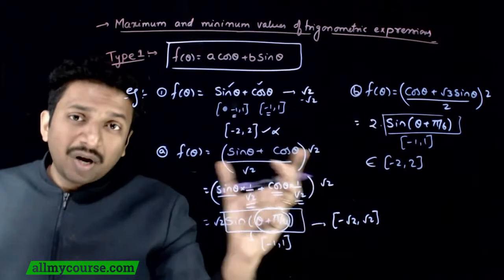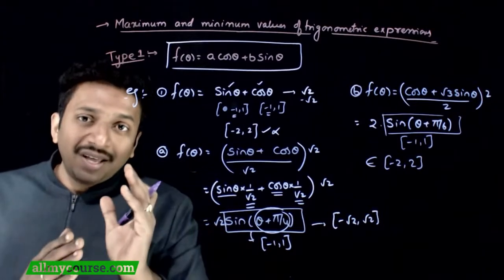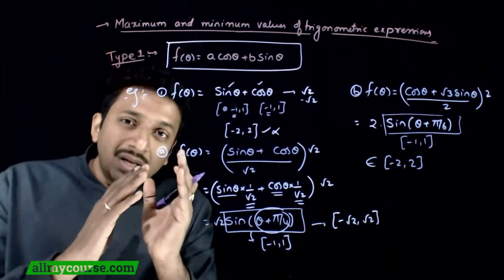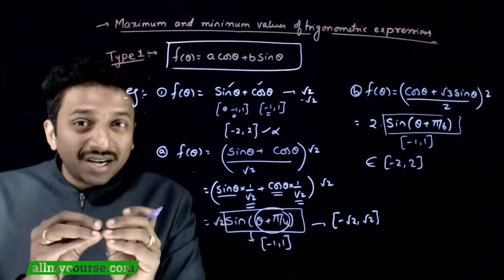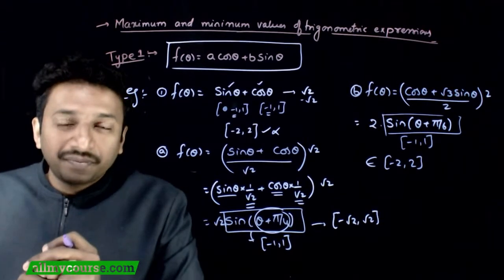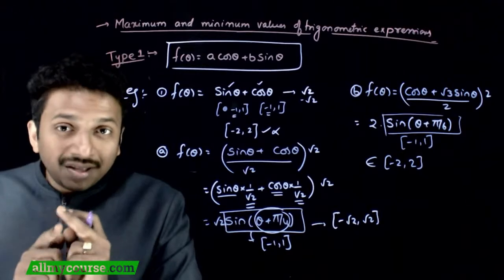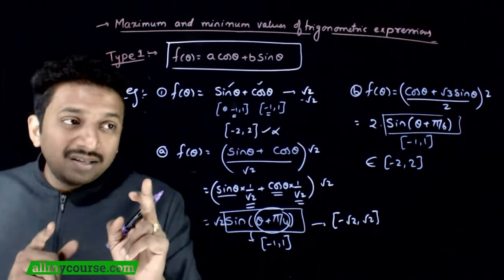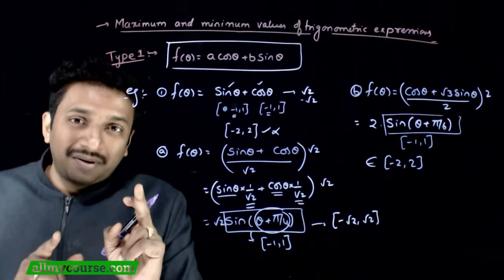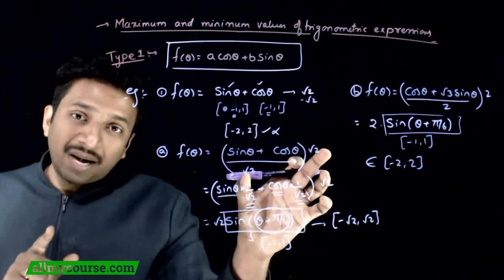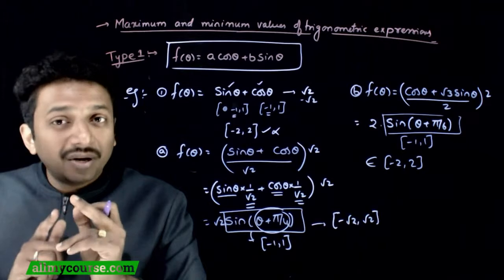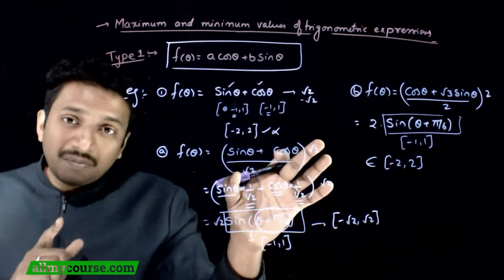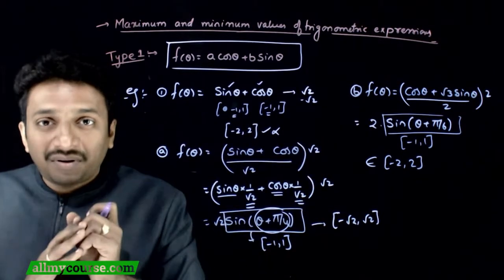So can you see this process? What I'm effectively doing is converting an expression containing 2 different trigonometric ratios into an expression containing only 1 trigonometric ratio. And how am I doing it? I am multiplying and dividing the expression with some suitable number. In the first question I divided and multiplied with root 2, in the second question by 2. So now we are going to see the logic by which we can get this number.